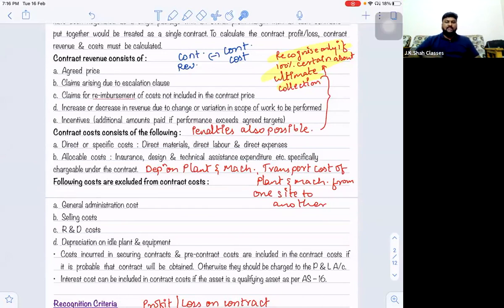Anybody else with any doubt or query with respect to contract cost and contract revenues or exclusions?